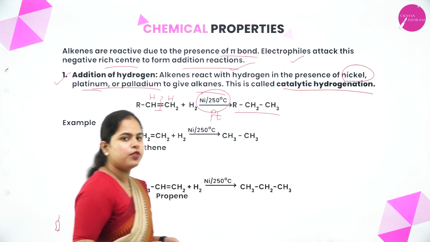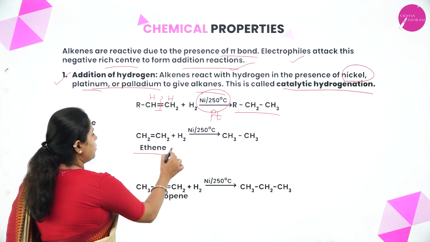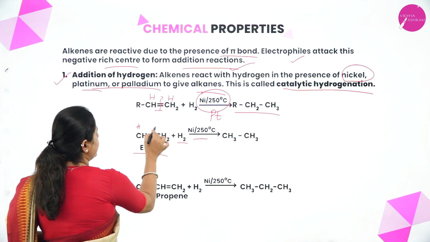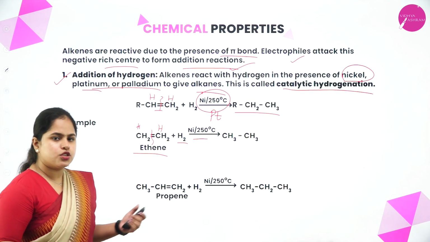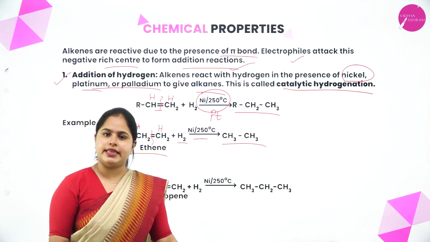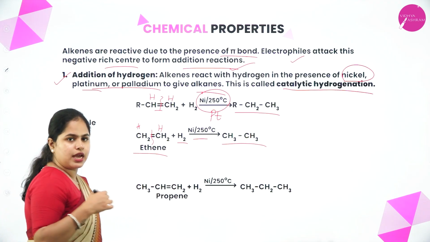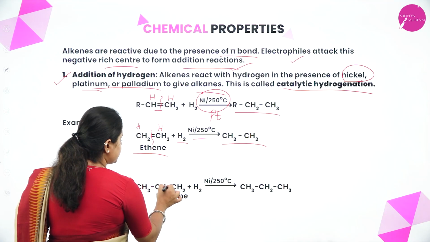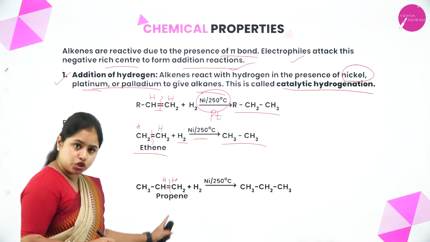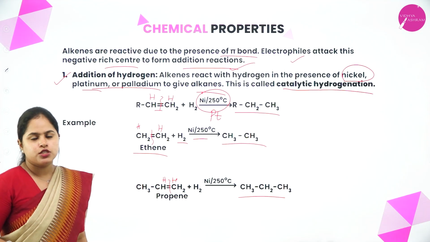One example we can take is ethene, CH2=CH2, which is an alkene, to which we are adding hydrogen in the presence of nickel at 250 degrees Celsius. Again, one hydrogen is added here, one hydrogen added here. So, you will get CH3-CH3, which is ethane. From ethene, you obtained ethane. Now, the next one, CH3-CH=CH2, to which hydrogen is added in the presence of catalyst. Again, at the place of the double bond, hydrogen and hydrogen will be added. So, you will get CH3-CH2-CH3. That is, from propene, you obtain propane. I hope this is clear.